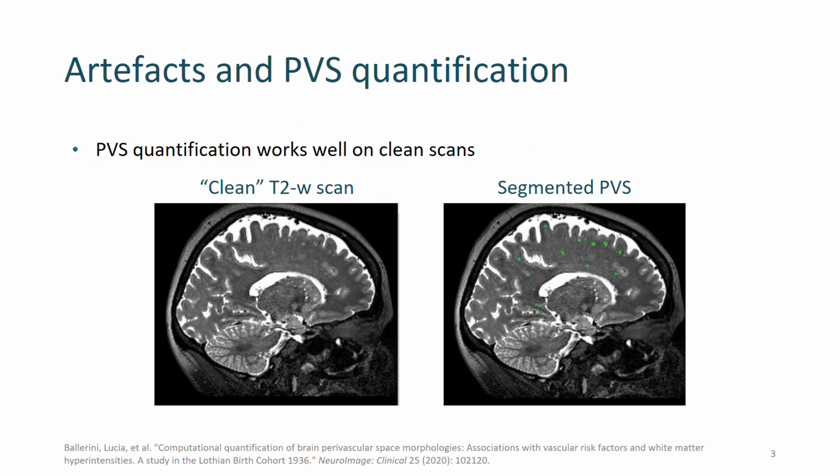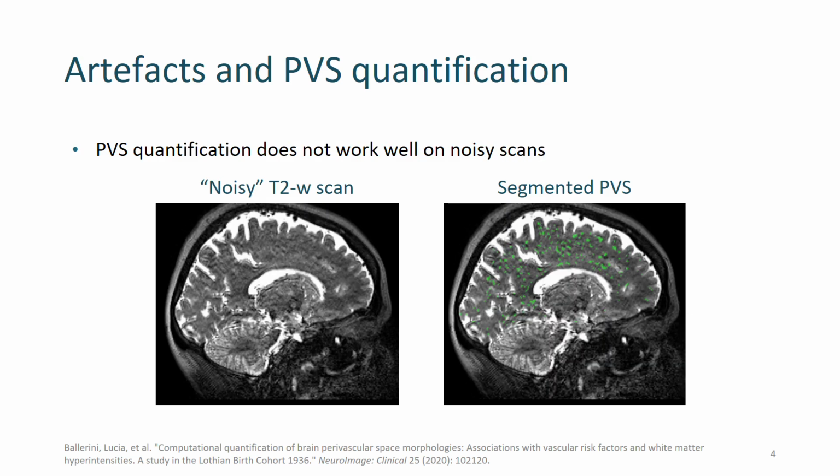The automatic quantification of perivascular spaces can be compromised by imaging artifacts. On the left, we see an image of high quality, and on the right, we see the corresponding segmentation of perivascular spaces shown in green. Here is another example of the perivascular space segmentation in a noisy image of the same patient acquired during the same session. So we would expect subtle differences in PVS. However, this is not the case. As you can see, artifacts lead to errors in the segmentation and therefore in the entire quantification process.